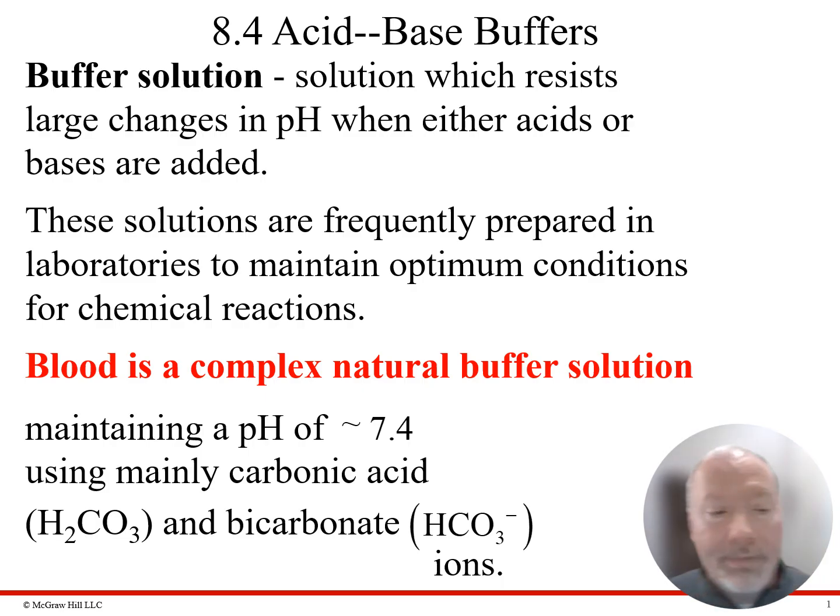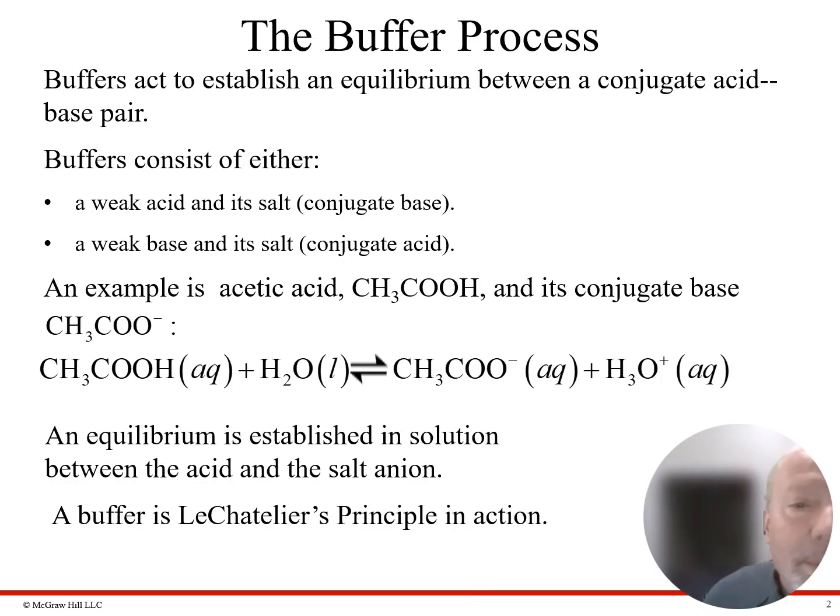We also see the same thing down here: we have carbonic acid, and then we have the conjugate base, which is the bicarbonate ion. The bicarbonate anion can accept a proton, and the carbonic acid can donate a proton. So we'll look at that later on. But what this does is keep the pH of the bloodstream around 7.4. And so the buffer process: buffers act to establish an equilibrium between a conjugate acid base pair, okay?